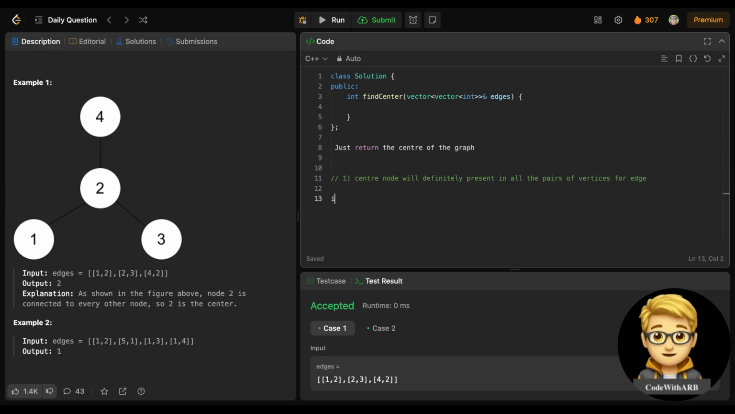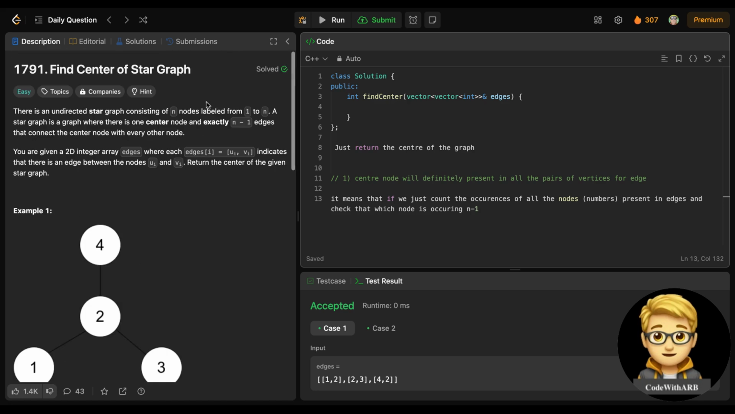So what does it mean? It means that if we just count the occurrences of all the nodes, all the numbers present in edges, and check which node is occurring n minus 1 times, where n is the number of nodes and n minus 1 is the number of edges, then that will definitely be our center node, because that's an easy problem, right?